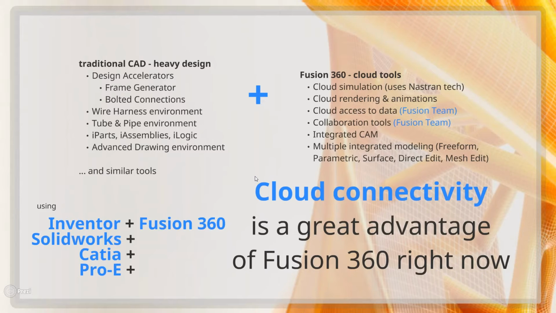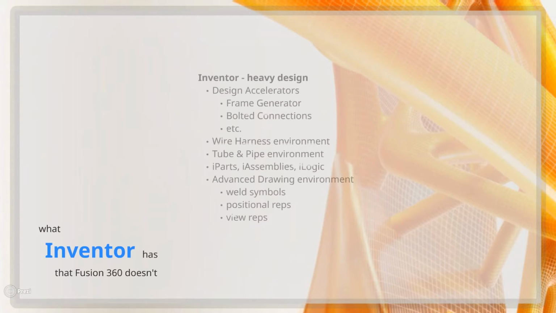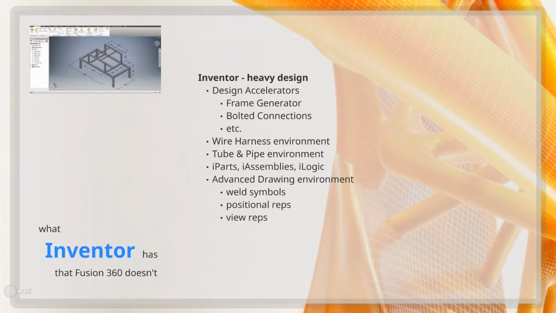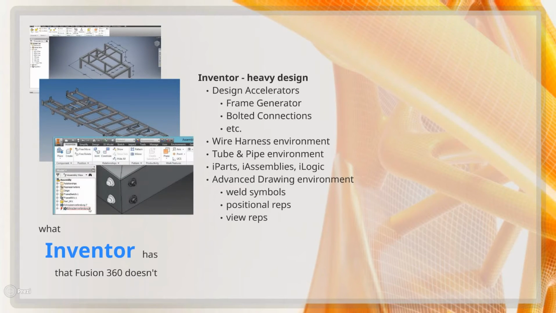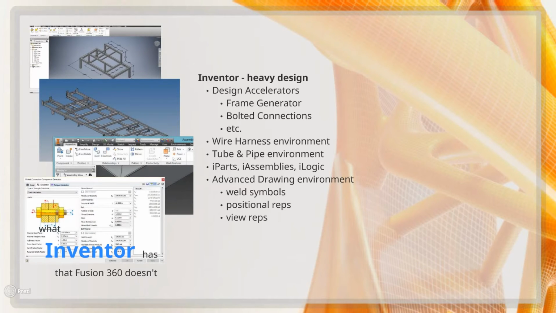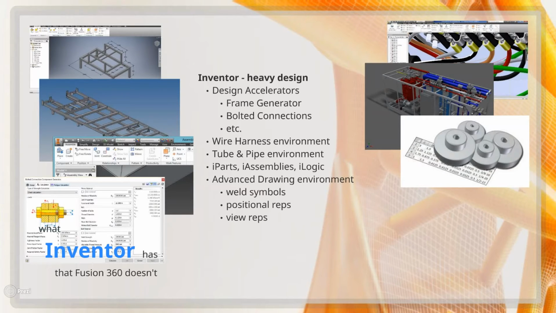Now, I'm going to jump back to this first topic, what Inventor has, and we're actually going to take a look at some of these tools inside of Inventor. These would be the benefits of using a tool like Inventor. A lot of the same things here: design accelerators like frame generator, where you automatically generate the design. Bolted connection is a very simple tool to create bolted connections, but it also includes calculators for forces and helps you to design. Tube and pipe and wire harness, configurations.